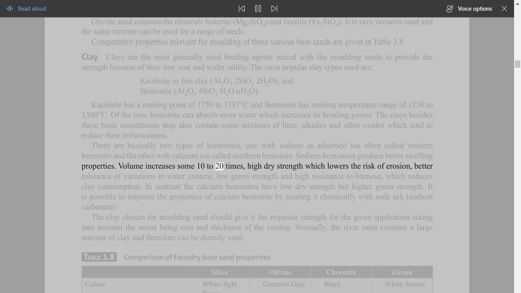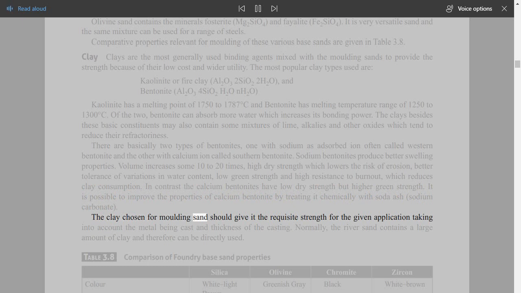Volume increases some 10 to 20 times, high dry strength, which lowers the risk of erosion, better tolerance of variations in water content, low green strength, and high resistance to burnout, which reduces clay consumption. In contrast, the calcium bentonites have low dry strength, but higher green strength. It is possible to improve the properties of calcium bentonite by treating it chemically with soda ash, sodium carbonate.